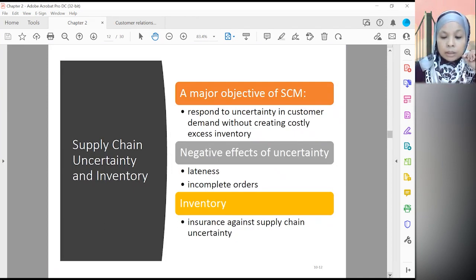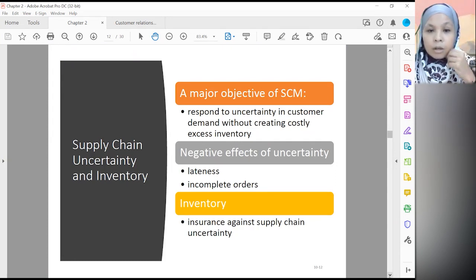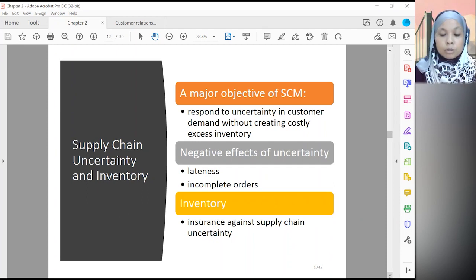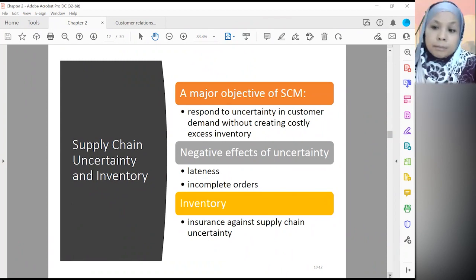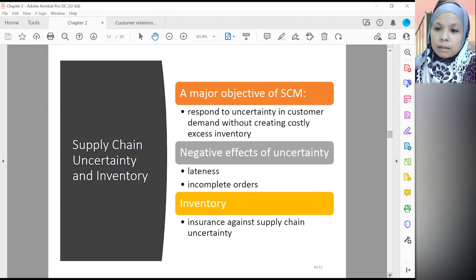The major objective of supply chain management is to respond to uncertainty in customer demand without creating costly excess inventory. In certain scenarios, although we have done a prediction of customer behavior, or basically a projection of how many pineapple jams customers will buy, in certain situations there will be changes in your prediction.